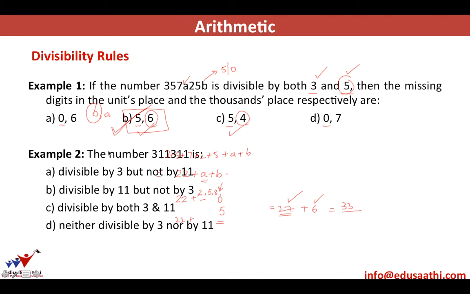Let's look at another question that we have. Just give me 1 second.